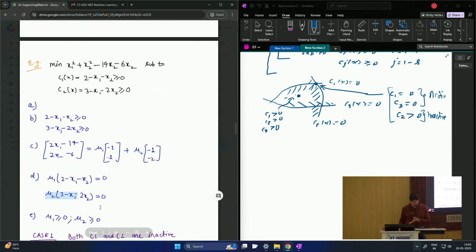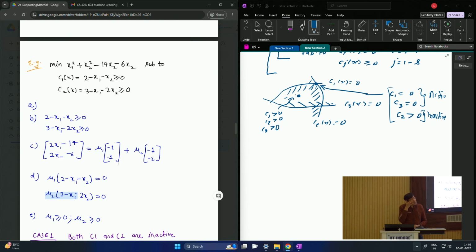Now you've got so many equations: 1, 2, 3, 4, 5, 6, 7. And how many unknowns do you have? 4 only: x1, x2, mu1, mu2. So it seems that you've got too many equations and fewer unknowns. But these equations are not equalities. These are inequalities, greater than or equal to, which means that they don't solve like a linear system of equations. If you try to solve them by brute force, then you may not end up anywhere. You can practice that at home.